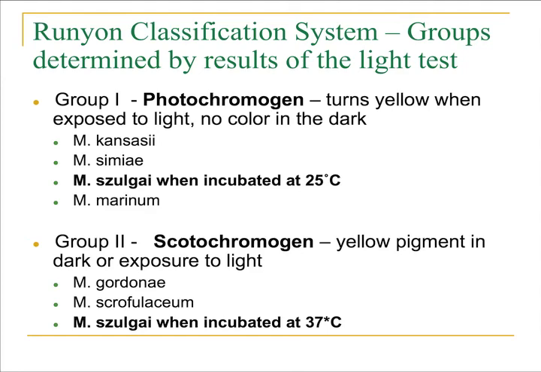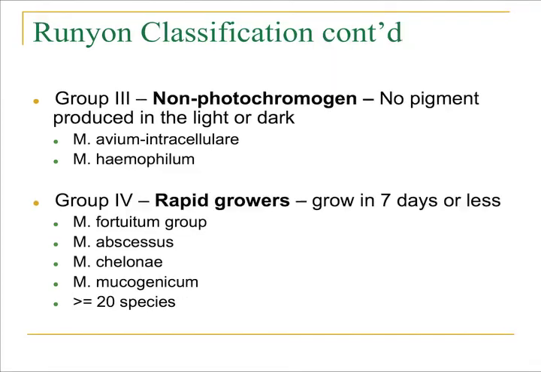With group 2, the scotochromogens, which show yellow pigment in dark or exposure to light, the very common species gordonae is in group 2. Moving on to the next slide, the group 3 non-photochromogens include the very important species avium-intracellulare and haemophilum. The group 4 organisms are the rapid growers. These grow in less than 7 days and include over 20 species, with the most common 4 listed on this slide: the fortuitum group, abscessus, chelonae, and mucogenicum.